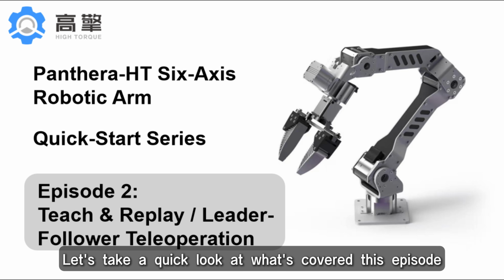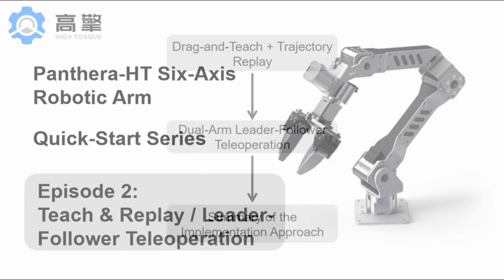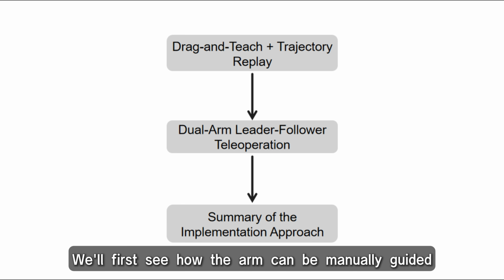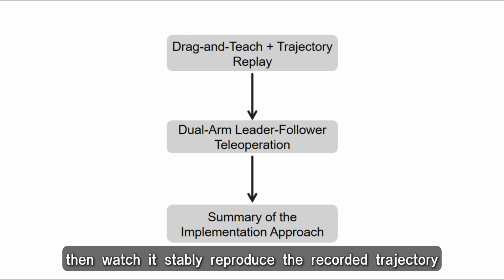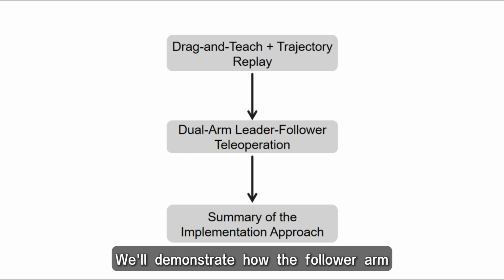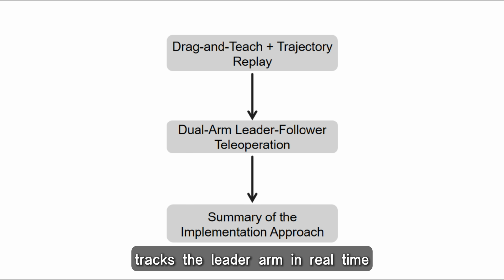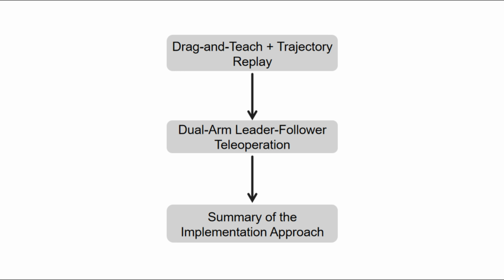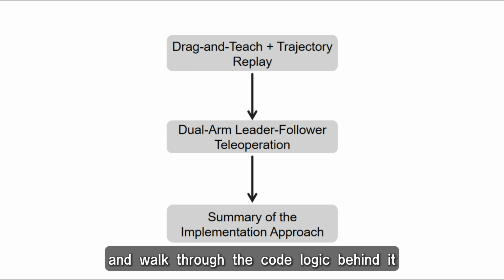Let's take a quick look at what's covered this episode. Part 1 is drag and teach and trajectory replay. We'll first see how the arm can be manually guided through a motion, then watch it stably reproduce the recorded trajectory. Part 2 is dual arm leader-follower teleoperation. We'll demonstrate how the follower arm tracks the leader arm in real time as a person operates the leader by hand, and walk through the code logic behind it.